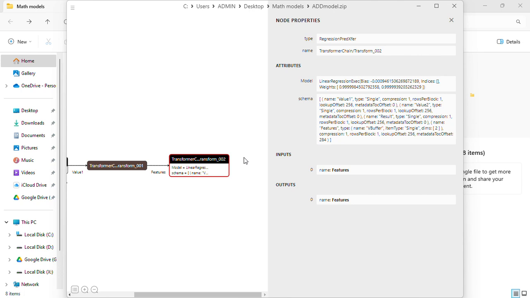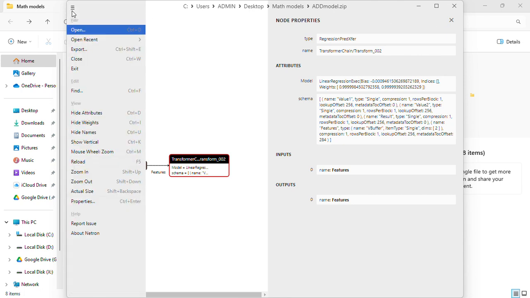Then there is where we have our model, our SDCA model. You can see linear regression. It has the bias, the indices, and the weight of it, and then the schema. And it's a very simple model, it's not even difficult. That's just for addition. I would guess that subtraction would also look the same way.